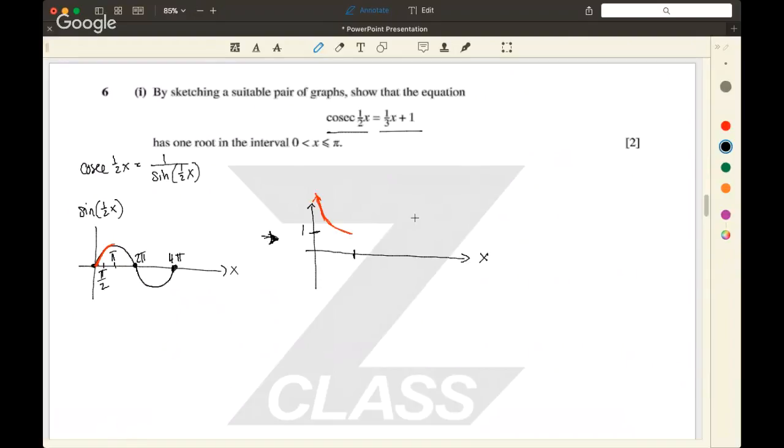So that's the graph of cosec of 1/2 x. And now we want 1/3 x plus 1. Well, the y-intercept is obviously at 1. And then it heads off with a shallow gradient of 1/3. So you can see that obviously there is only a single crossing over point within this section.